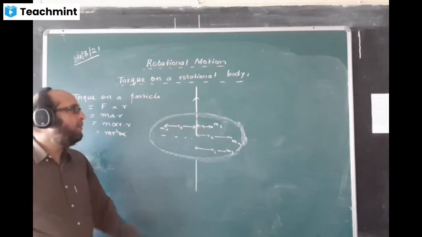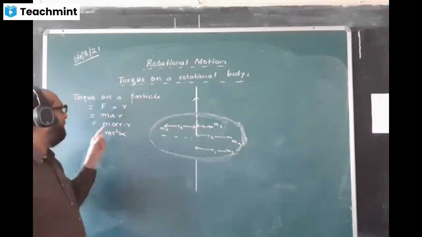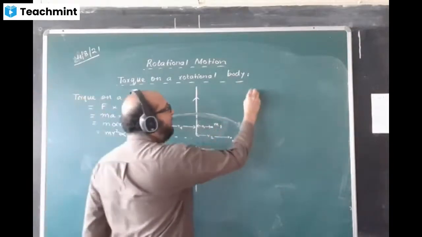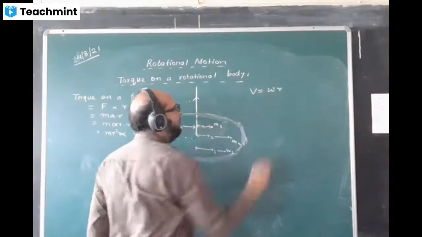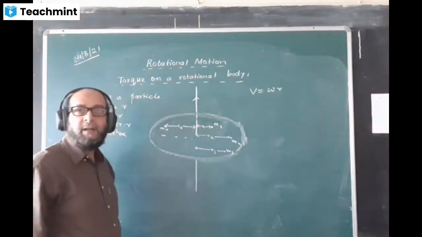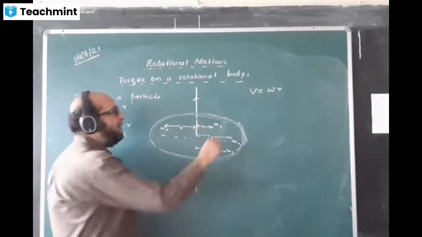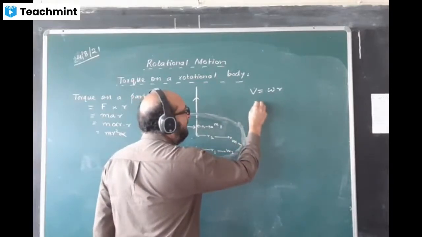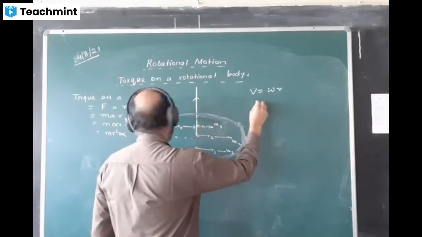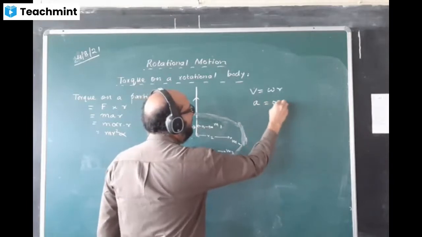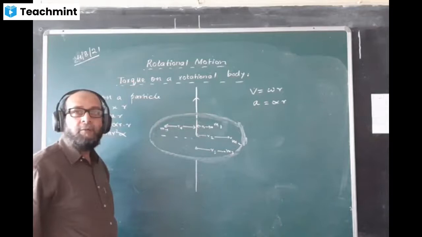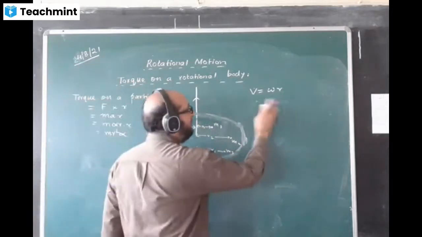So A is equal to alpha R. Actually, see, we have the formula V equal to omega R. You know this formula, isn't it? In the same way, A will be equal to alpha into R. Acceleration will be alpha into R. And I'll show you the reason for this also.